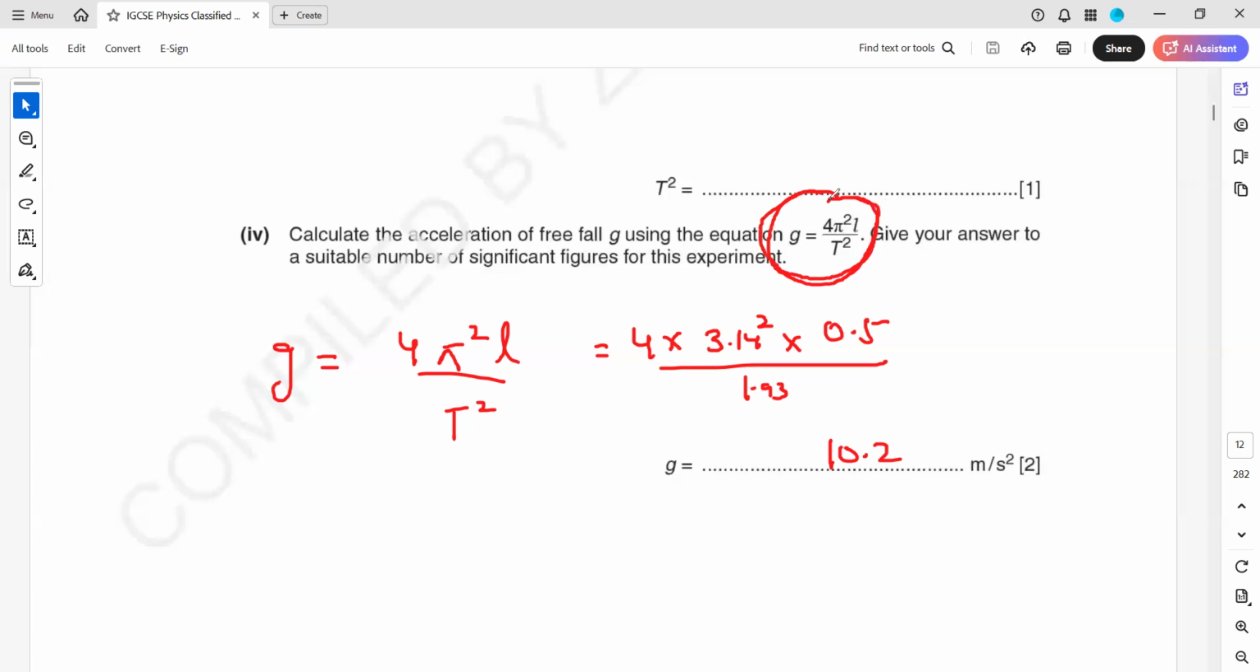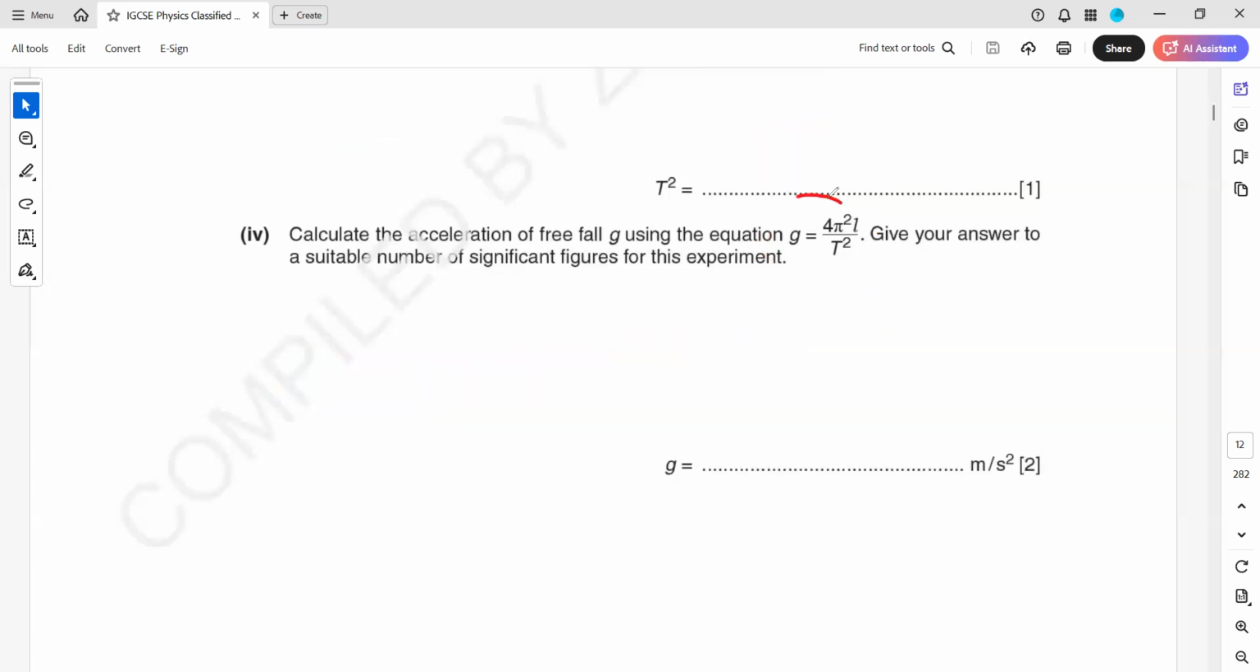Pendulum: acceleration of free fall using a pendulum. This formula is used to find the value of gravity on the surface of the Earth by using a pendulum. We measure the length of the pendulum and record how much time it takes to complete the oscillation. So using the length of the pendulum and the time it takes to complete the oscillation, with this formula we can find the value of gravity. Clear? So you don't have to memorize this formula. It will be given.